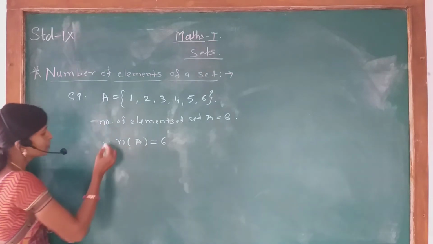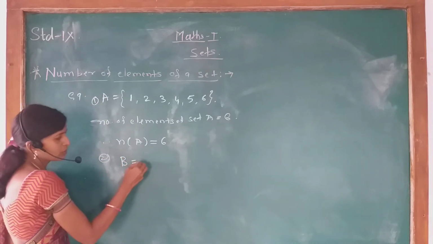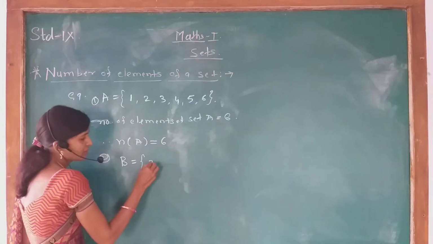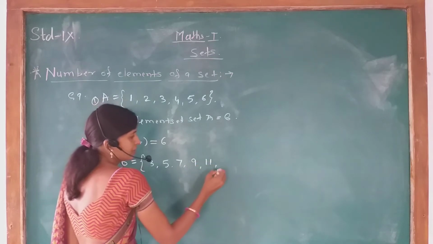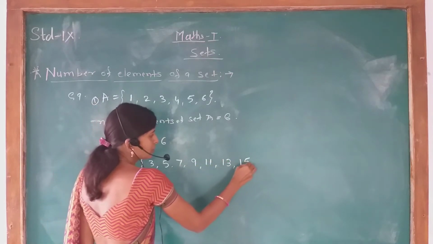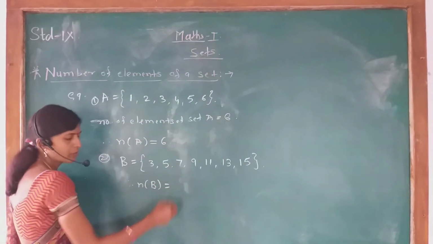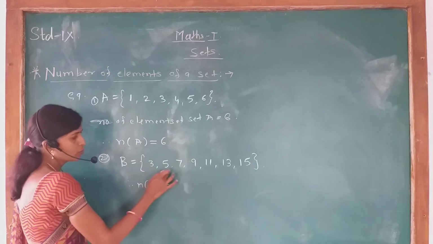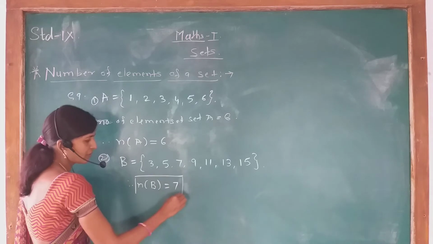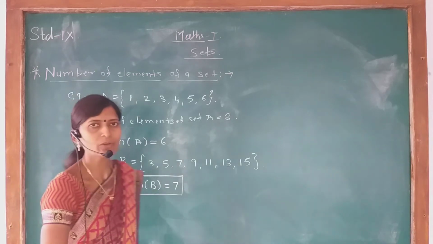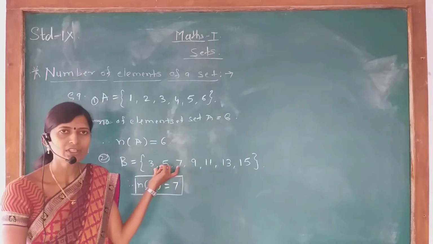Understood all of you? Suppose we take one more example. Second example: suppose set B is equal to the set {3, 5, 7, 9, 11, 13, 15}. So what is n(B)? n(B) means number of elements in set B. 1, 2, 3, 4, 5, 6, 7. So n(B) is equal to 7. So all of you understood what is meant by number of elements in a set? That is, you have to count the number of elements for the given set.